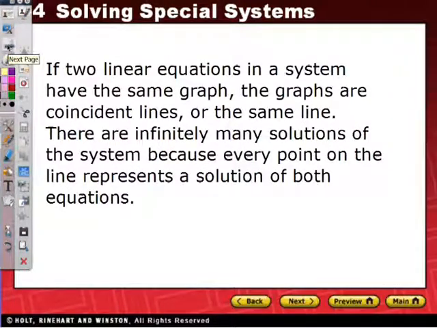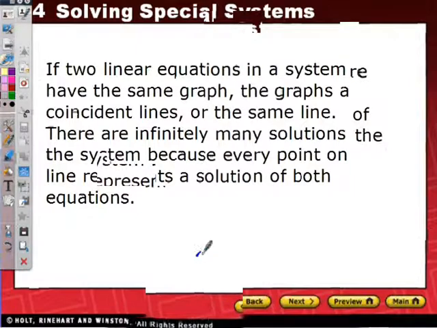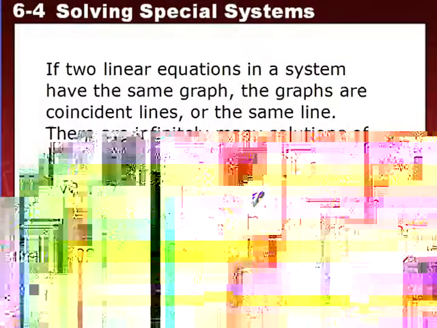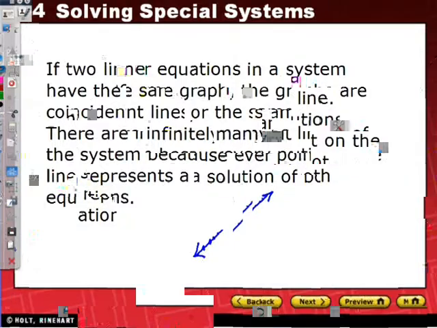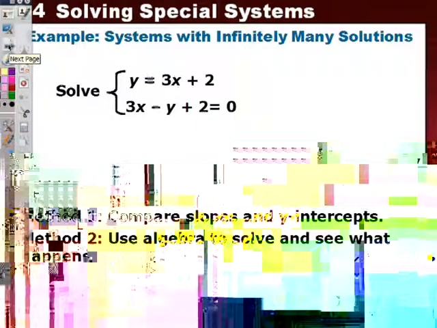You don't need to write this down, just read it along with me here. If two linear equations in a system have the same graph, the graphs are called coincident lines. And that means there are infinitely many solutions of the system because every point along the line represents a solution of both equations. So if you imagine that this is two lines on top of each other, every single point along that line is a solution because it's part of both lines at the same time. Kind of like all real numbers.